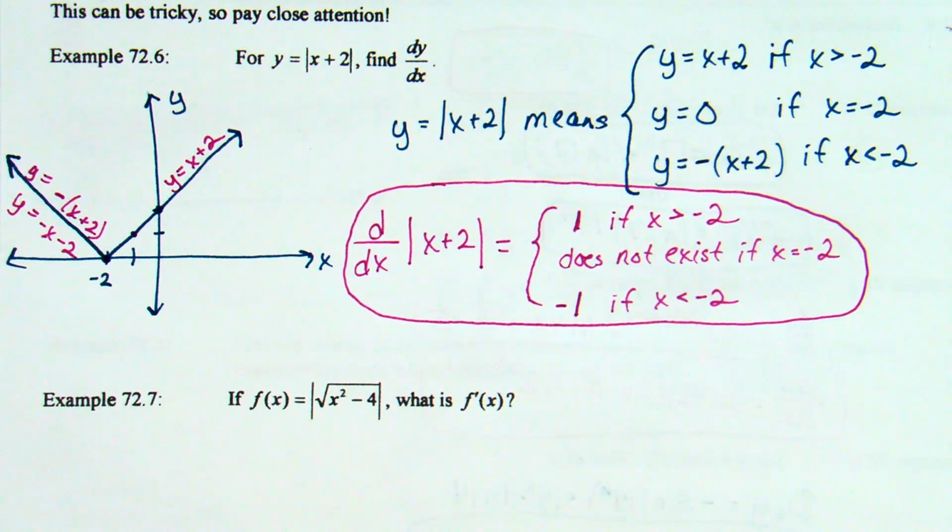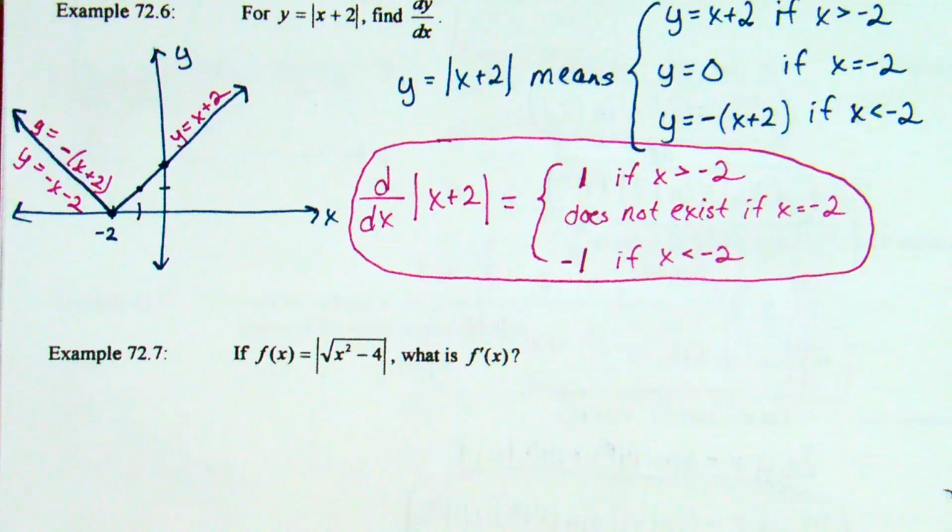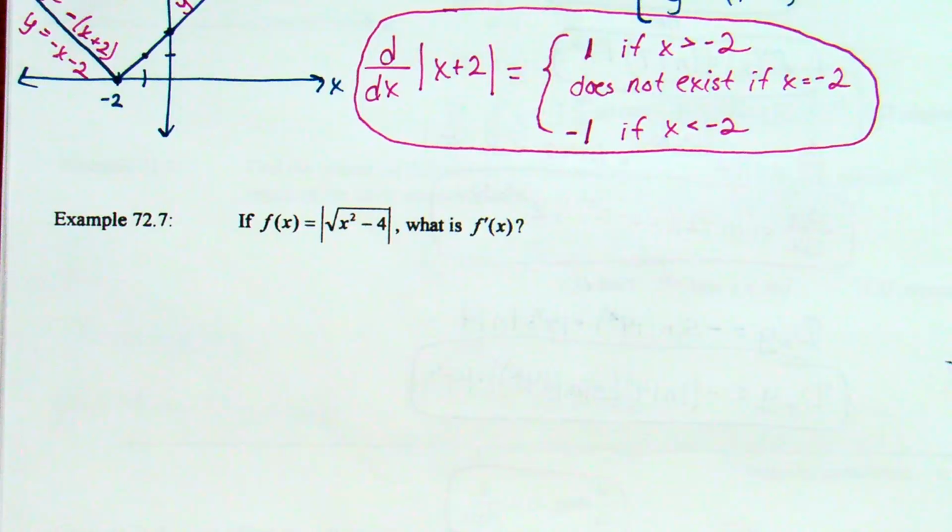Okay, excuse me, let's try B. Or, I guess it's example 7, but whatever. Next example. F of x is the absolute value of the square root of x squared minus 4.